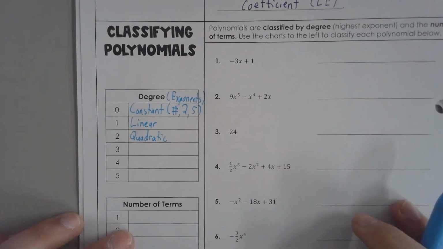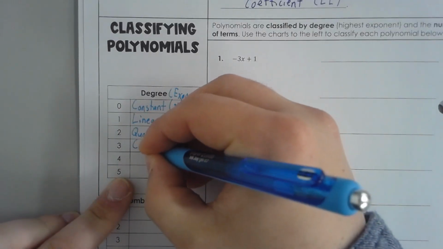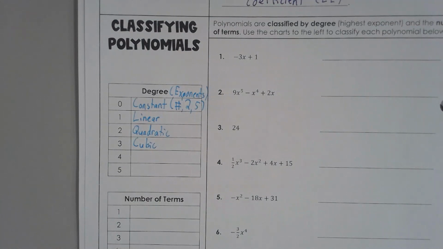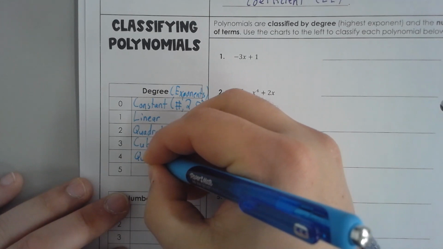All right, what about a degree of 3? Does anybody know what that's called? Starts with a C. That's what we call cubic. So if the highest exponent is a 3, it's called cubic. And if the highest exponent is a 4, who knows what you get? There's 4 of something in a gallon. 4 quarts. So 4 we call quartic.